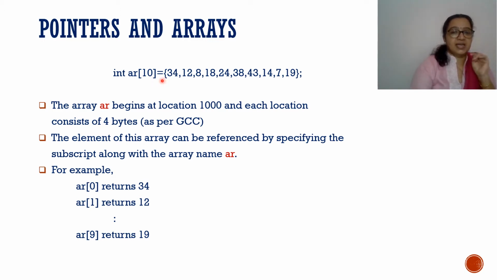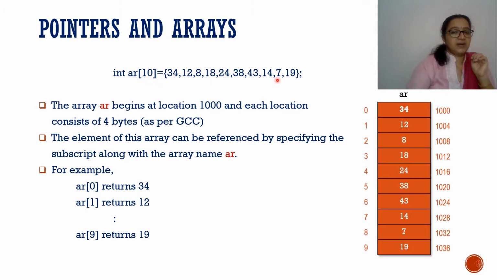Here we directly assign the collection of values by putting them in brackets. This is the initialization method. So 34, 12, 8, 18, 24, 38, 43, 14, 7 and 19. These are the values assigned in AR. Okay, now see the structure here. AR is the array. 10 cells are there. Each cell is an integer and carries 34, 12, and so on.